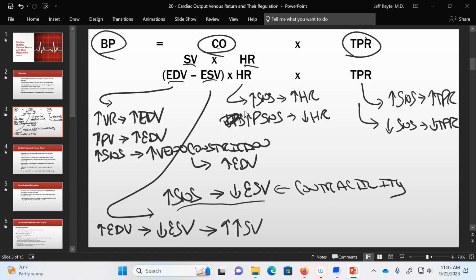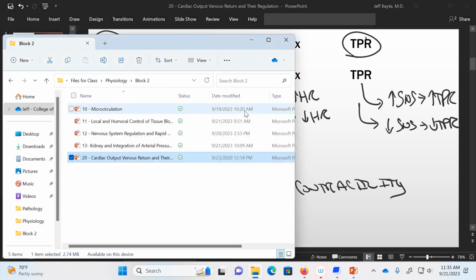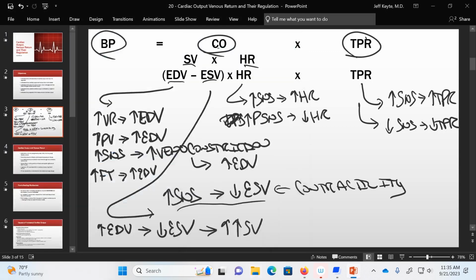This is getting really messy. Here, let's do filling time. Filling time is how long the heart has to fill before it empties. Okay? So the more time the heart has to fill, the more full it gets. So as filling time increases, EDV increases, right?